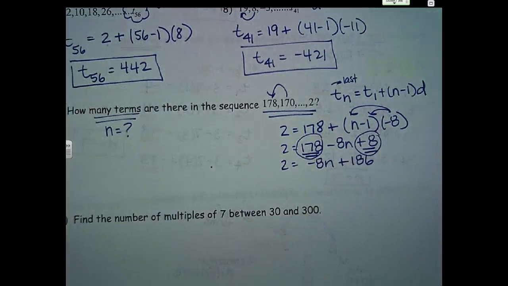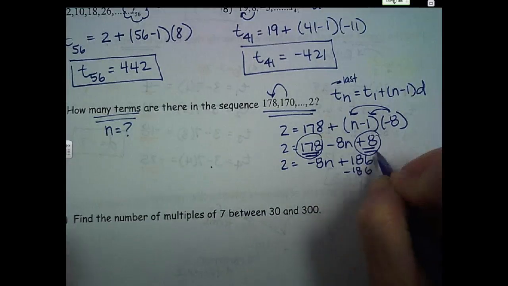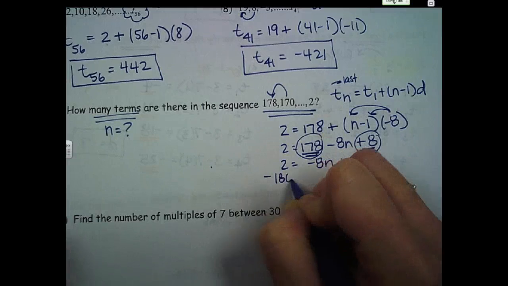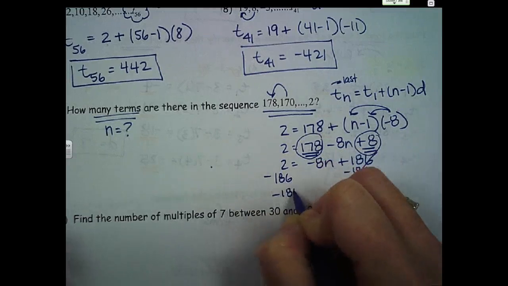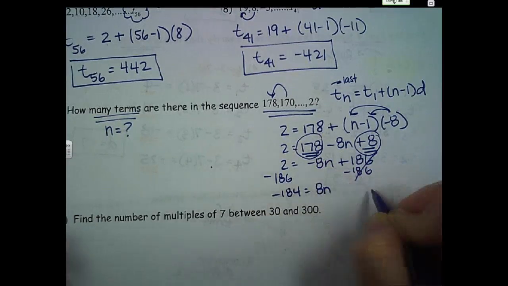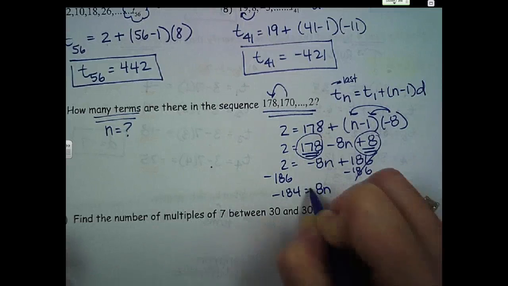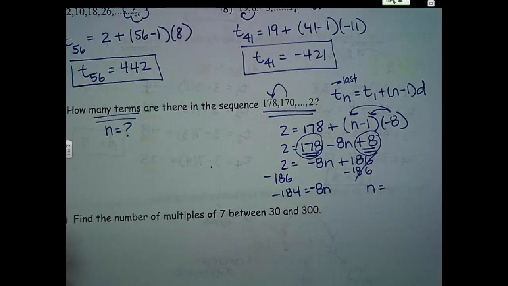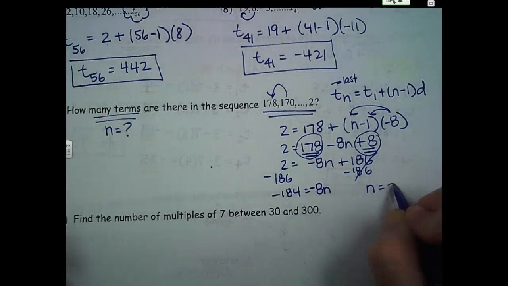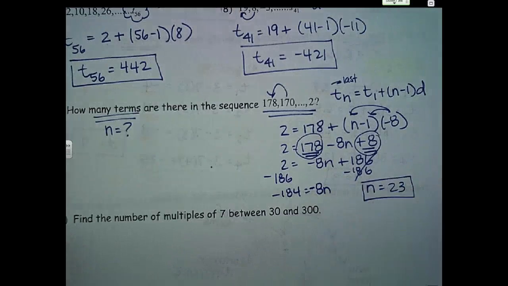When they're on the same side, you add them. When you move them across, that's when you do the opposite. So minus 186. So now you have negative 184 equals 8n. When you divide by negative 8, I'm sorry, n is what? 23. So there were 23 terms, guys.